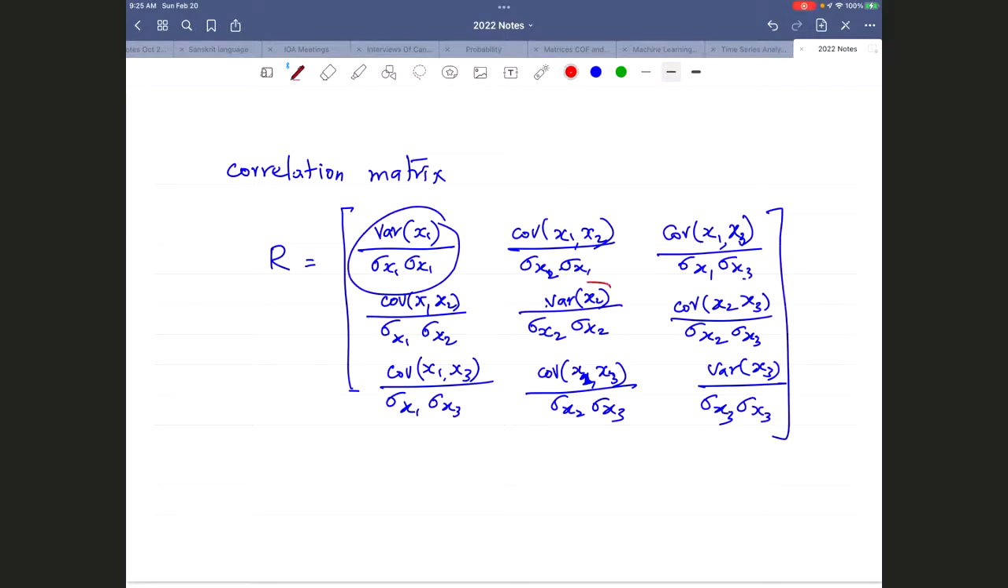These diagonal elements are all 1, isn't it? Yeah. So that's why the corresponding notation we use here is, let me do one thing. I need to move this too.